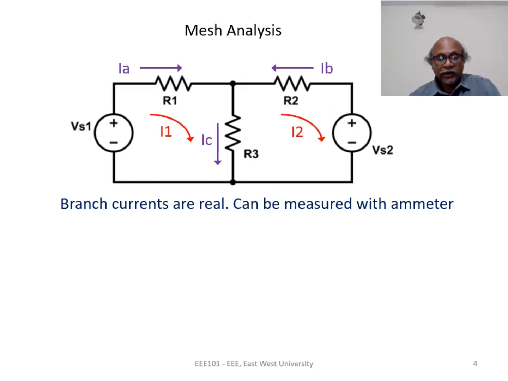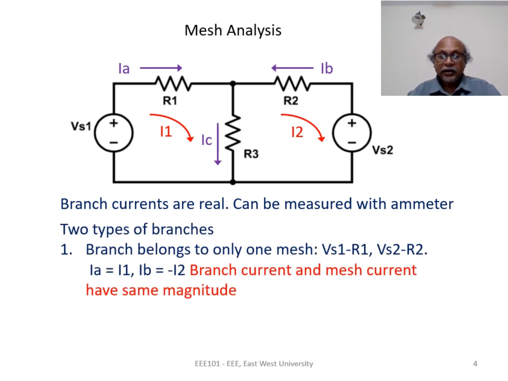Now we want to know what are the relationships between mesh currents and branch currents. To know that, we first decide what are the different types of branches we have in this circuit. There are two types of branch. In the first type, the branch belongs to only one mesh. If we look at Vs1 and R1 branch, this branch is only in mesh 1. It is not shared by any other mesh. Similarly, the branch consisting of R2 and Vs2 belongs to only mesh 2. This is not shared in any other mesh.